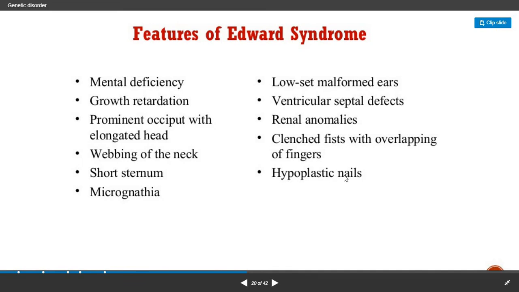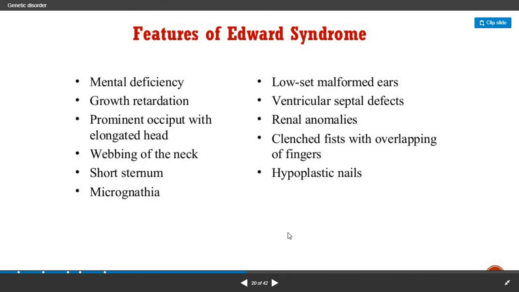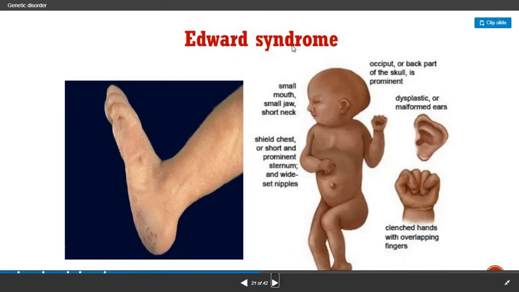Then hypoplastic nails are also affected, means the tissues or cells of the nails are affected. So these are the features of Edwards syndrome. Now you can see in the picture, small mouth, small jaw, short neck. The neck portion is not at all visible. Where is the neck? Occiput, you can see this part is the more bulging portion on the posterior part of the skull. This is known as prominent occiput.